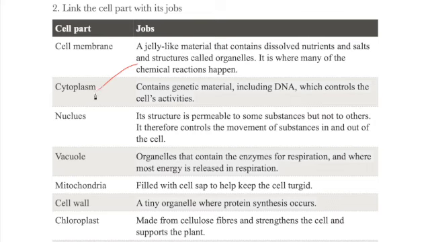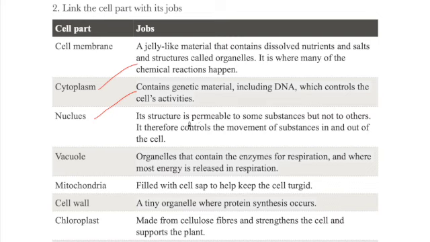So that's this. Next one says, it contains genetic material including DNA, which controls the cell activity. That has to be nucleus. Nucleus contains genetic materials. It controls the activity of the cell. It is a brain of the cell. So that's that.